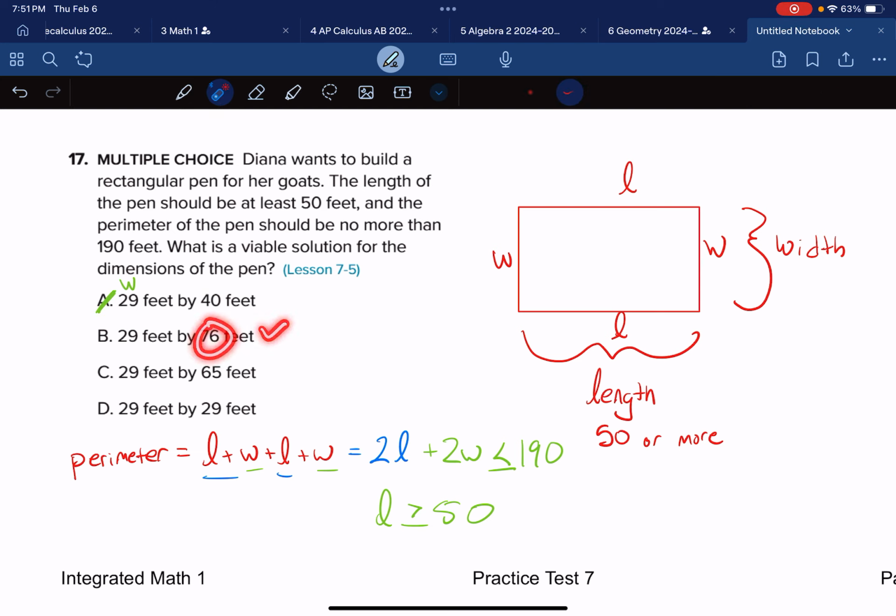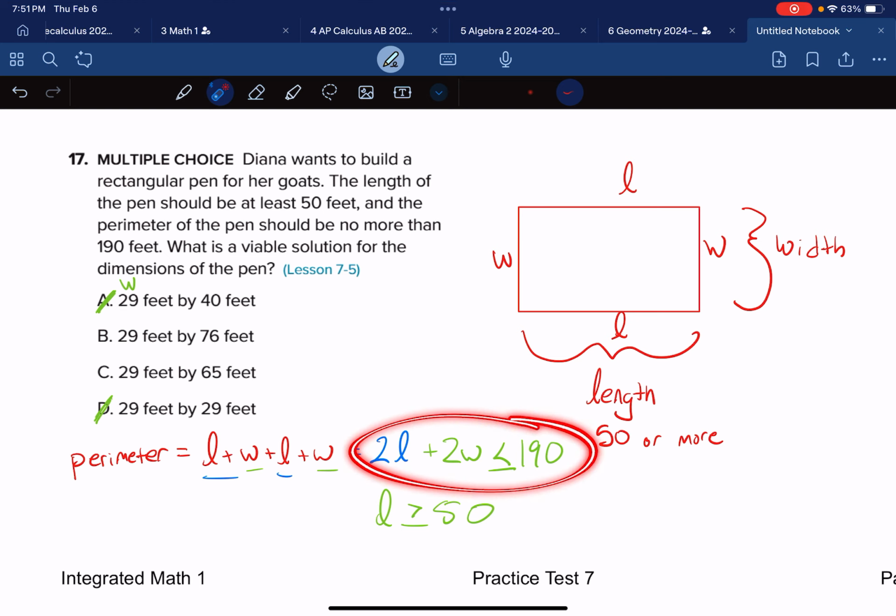Is that number at least 50? Okay, it could be B. Is that number at least 50? Okay, it could be C. Is that number at least 50? No, it's not. So A and D are eliminated because neither of these numbers are greater than 50. And we know that one of the dimensions has to be at least 50. So which of these is a number that we're looking for? So we've kind of used up this equation that length has to be greater than 50.